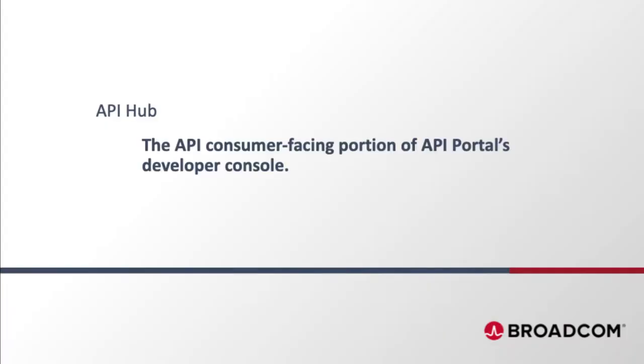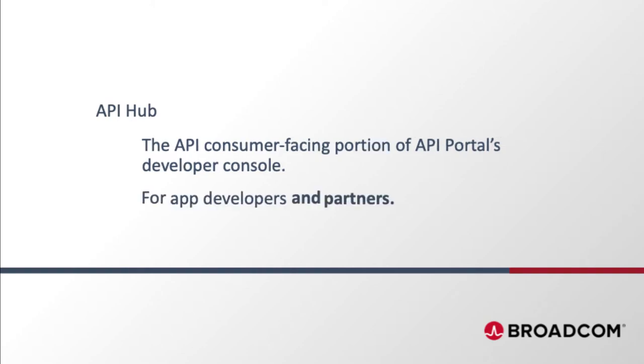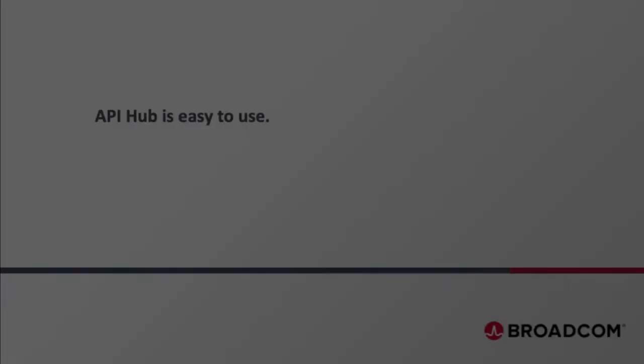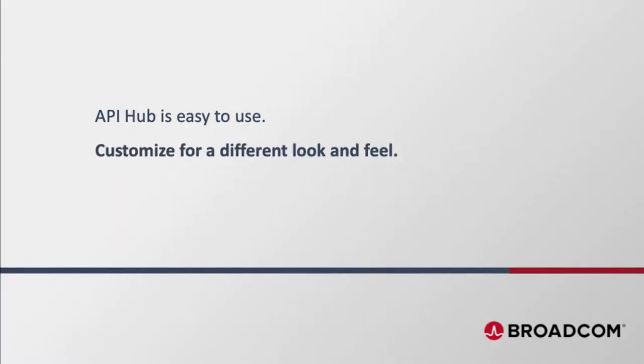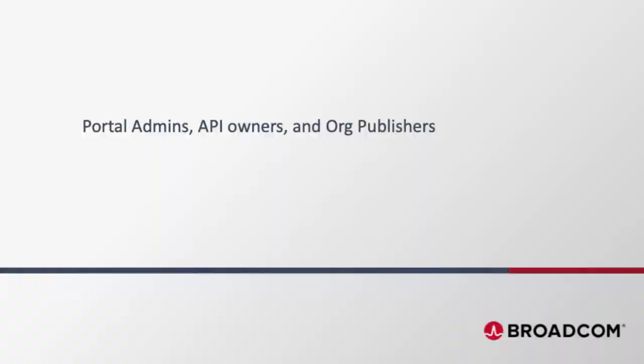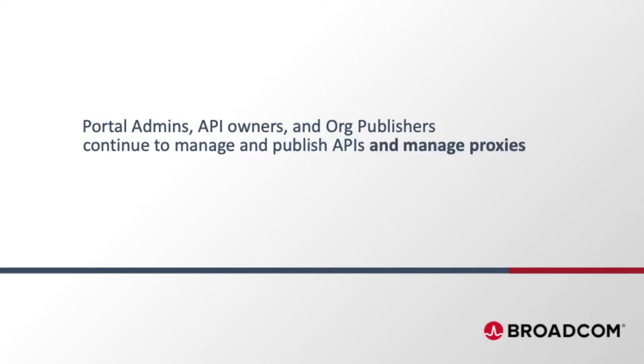API Hub is the API consumer-facing portion of API Portal's developer console. These API consumers can be app developers, partners, or anyone who must leverage the APIs on Portal. API Hub is easy to use and offers the flexibility of customizing for a different look and feel. Portal admins, API owners, and org publishers continue to manage and publish their APIs and manage their proxies using Portal.